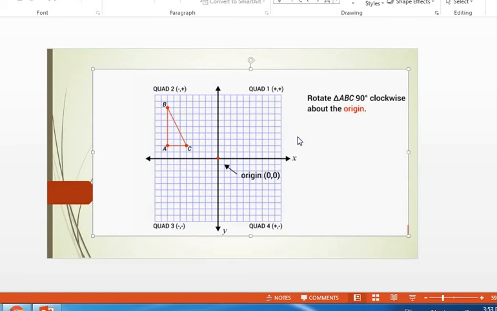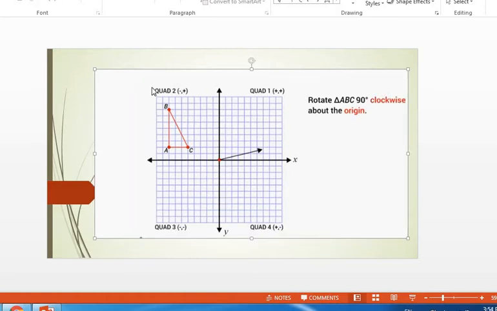Today we are going to learn how to rotate an object 90 degrees clockwise about the origin. Here the origin is always (0, 0). Now we are going to rotate triangle ABC 90 degrees clockwise about the origin. It moves from this quadrant to this quadrant, because we are asked to rotate the triangle just 90 degrees in the clockwise direction, so it will move to the first quadrant.